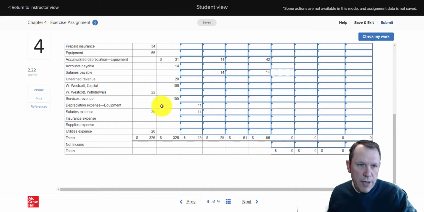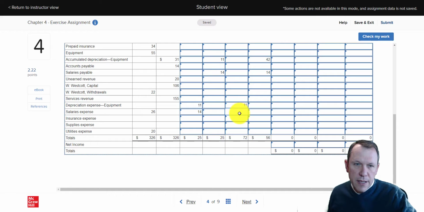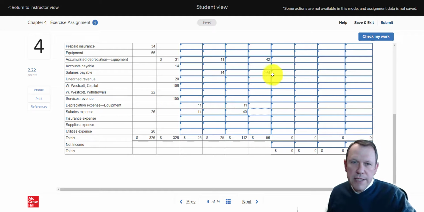As we go down, let's go down to these expenses again. No balance in our depreciation expense yet, but with the adjustment, that'll give us an $11 debit balance. Salaries expense, we've got $26 in it so far. We're going to get $14 more, right? So that's going to be a total of $40. Right? So we're just going to slide them through.